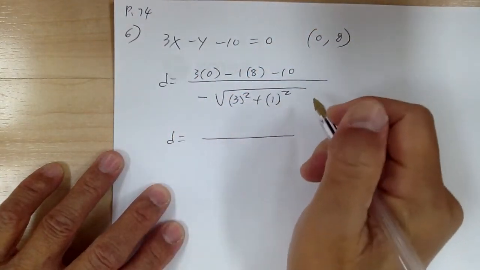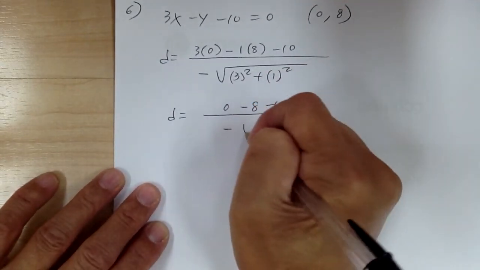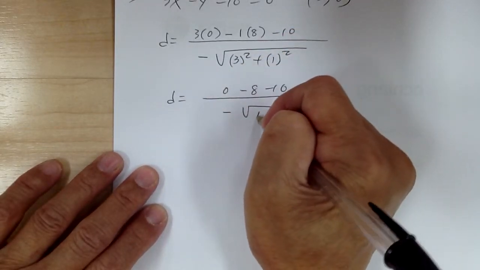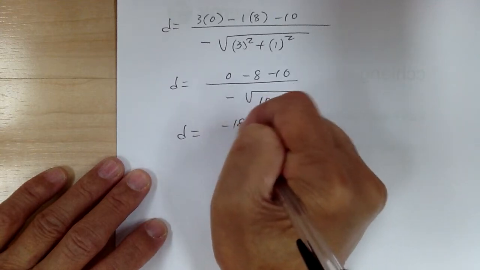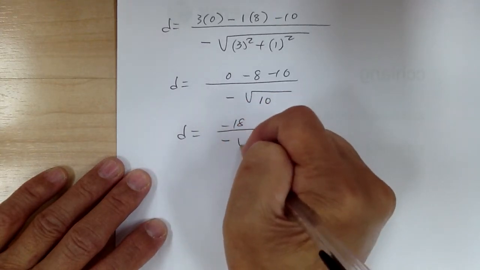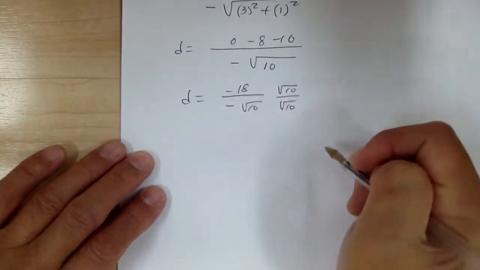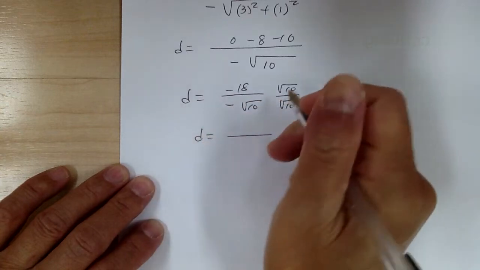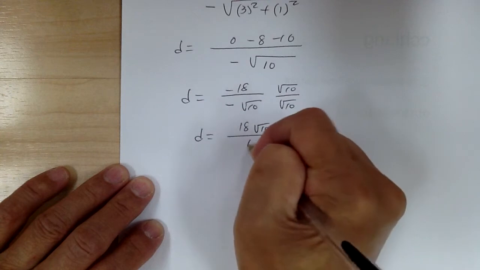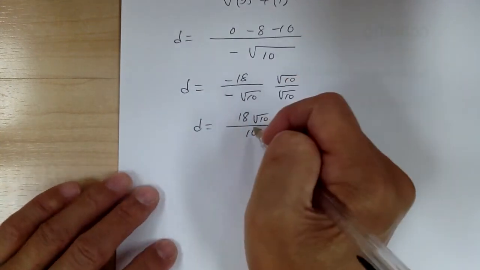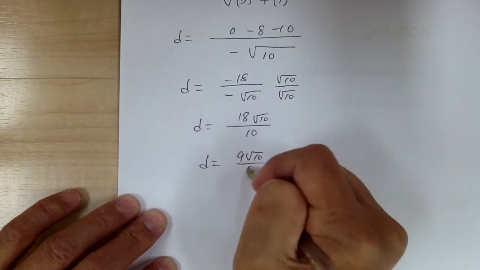So distance is going to be equal to 0 minus 8 minus 10 over negative square root of, if you simplify, you get 10. And then distance will equal negative 18 over negative square root of 10. And if you multiply by square root of 10 to simplify, you get distance equal to 18 square root of 10 over 10. And then you can reduce by 2, so you get 9 square root of 10 over 5.